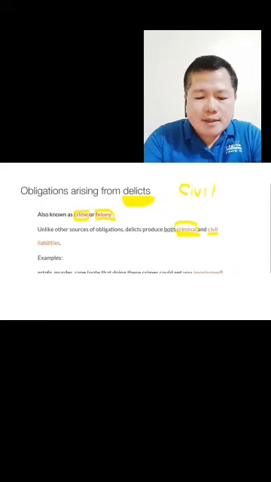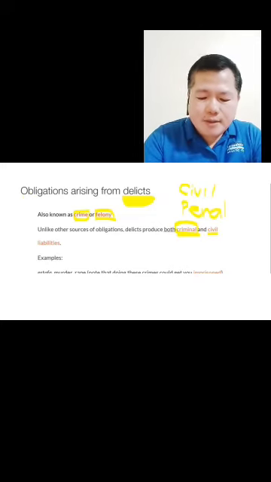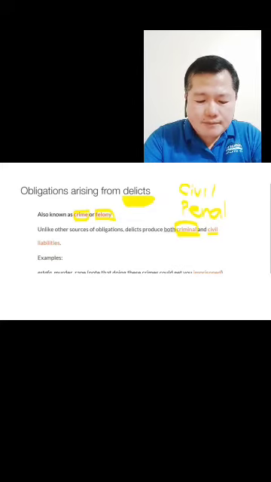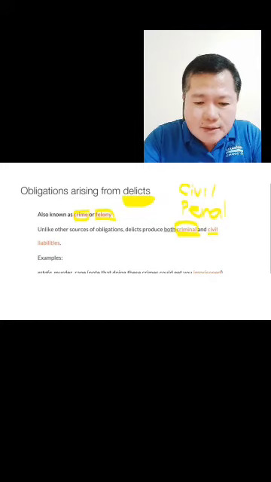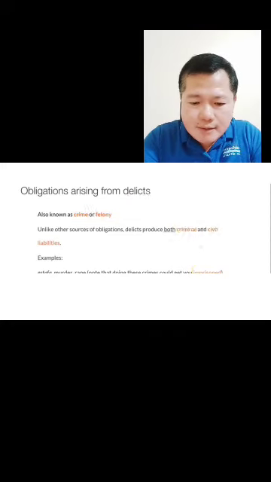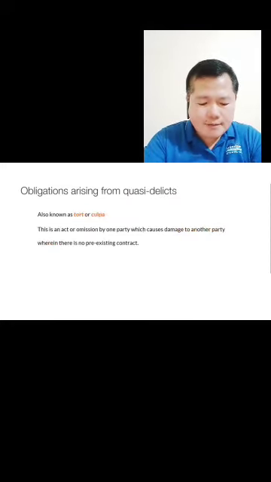Pag sinabi natin criminal liability, normally hindi siya sakop ng civil code. Yun ay sakop na tinatawag natin na penal code. Okay. So, ano ba example ng mga obligations arising from delicts? Estafa or rape. Okay? So, doing these crimes could get you in prison. Imprisonment. So, criminal liability yan. Okay, next.